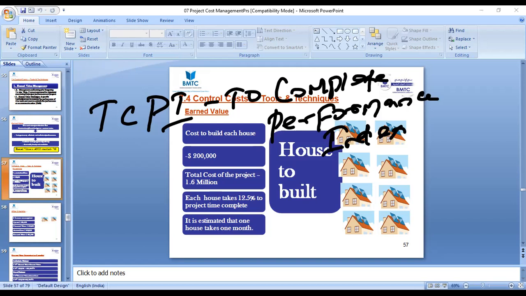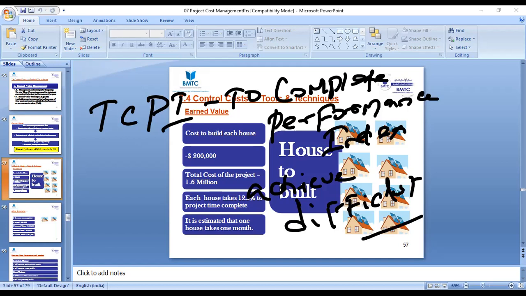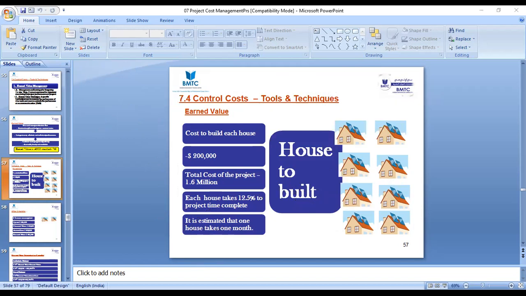In TCPI, it's the opposite. Anything which is overshooting above 1, equal to or above 1, you are not able to achieve. It's difficult to achieve. It's impossible for you to achieve. The TCPI should always maintain 1 or less than 1. If it's showing above 1, then it's very difficult for you to achieve. Is it clear, guys?